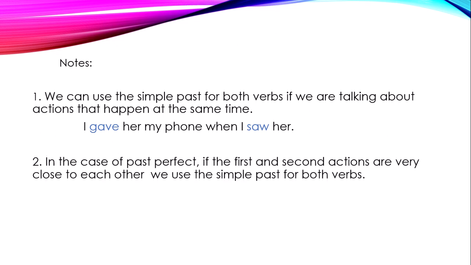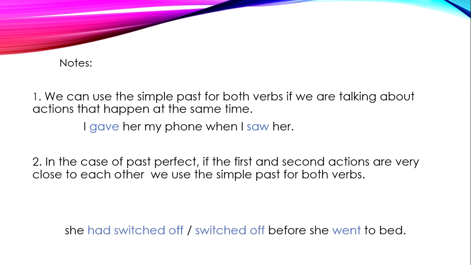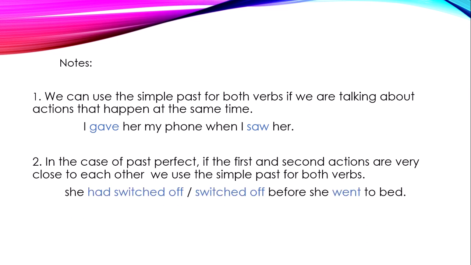Another case. In the case of the past perfect, if the first and second actions are very close to each other, okay, we use the simple past for both verbs. So let's see an example. She had switched off before she went to bed, or she switched off before she went to bed. So the two forms are correct, whether to use the past perfect or to use the simple past, because we have two close actions.